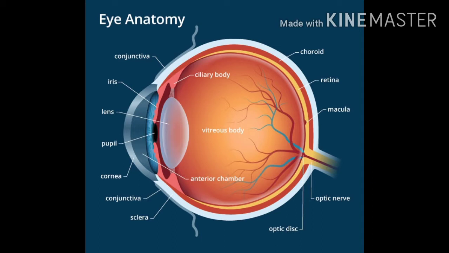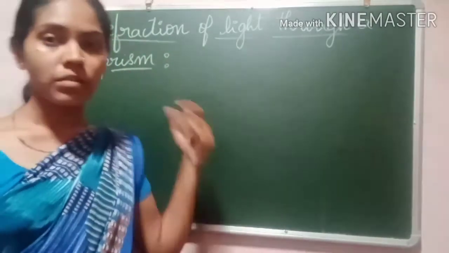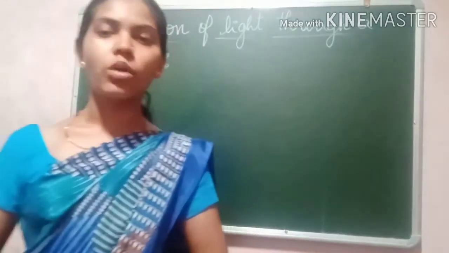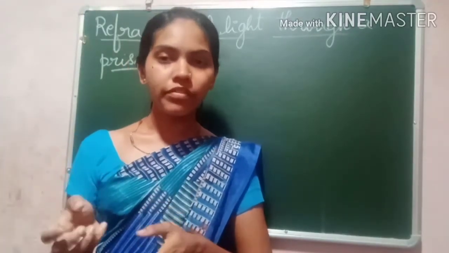In today's class, let us talk about what we mean by refraction and the different phenomena of light. The next concept which I am going to deal with is the refraction of light through the prism. We have studied what we mean by refraction. What is the meaning of refraction? Yes, the bending of light, the property of light.